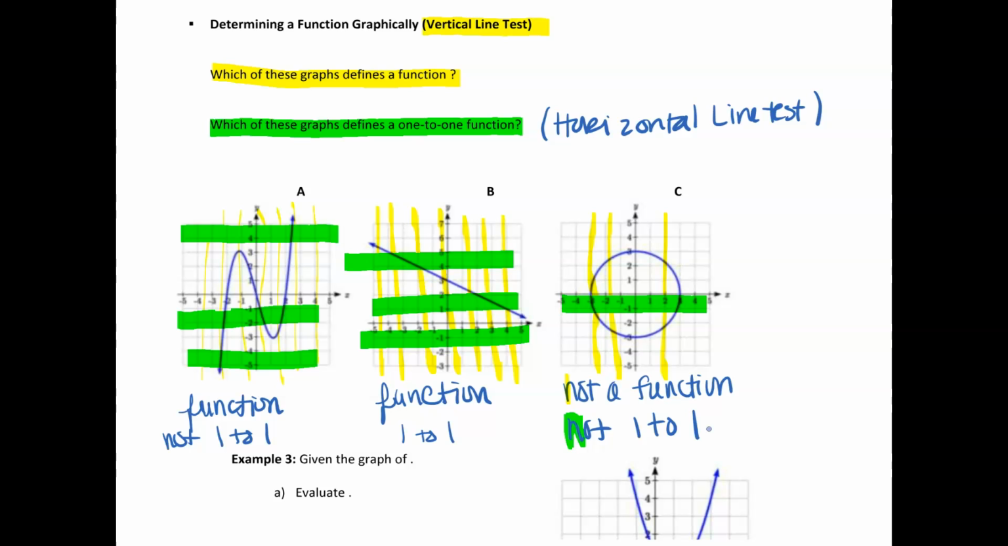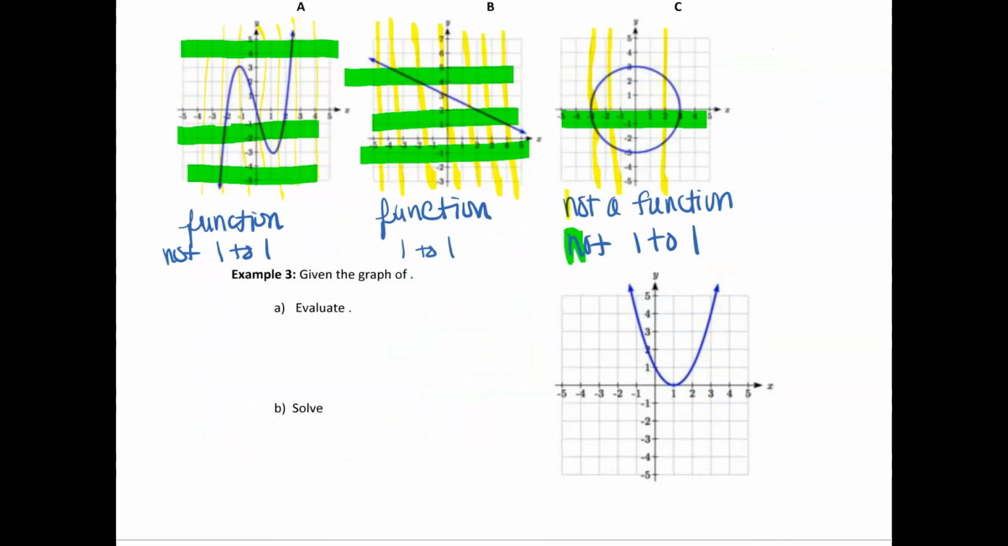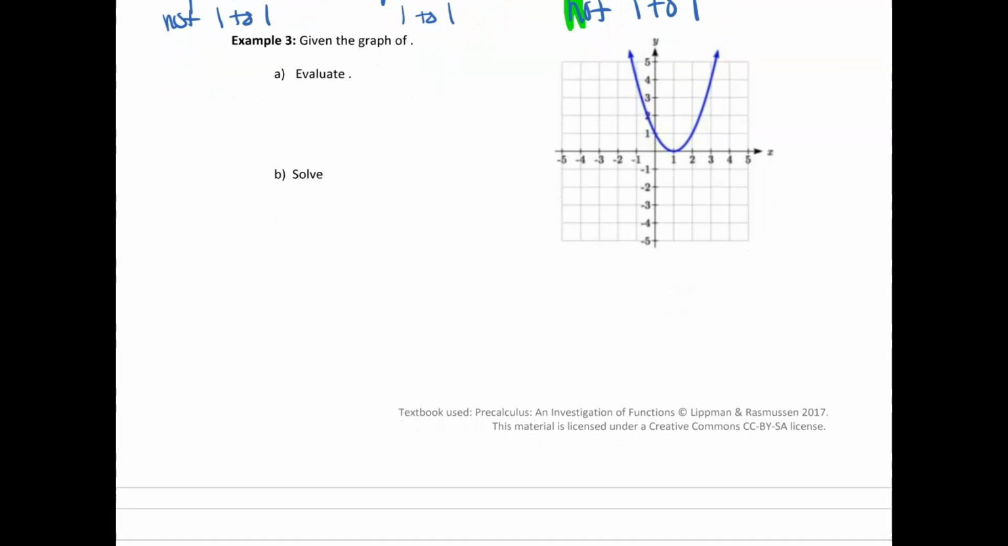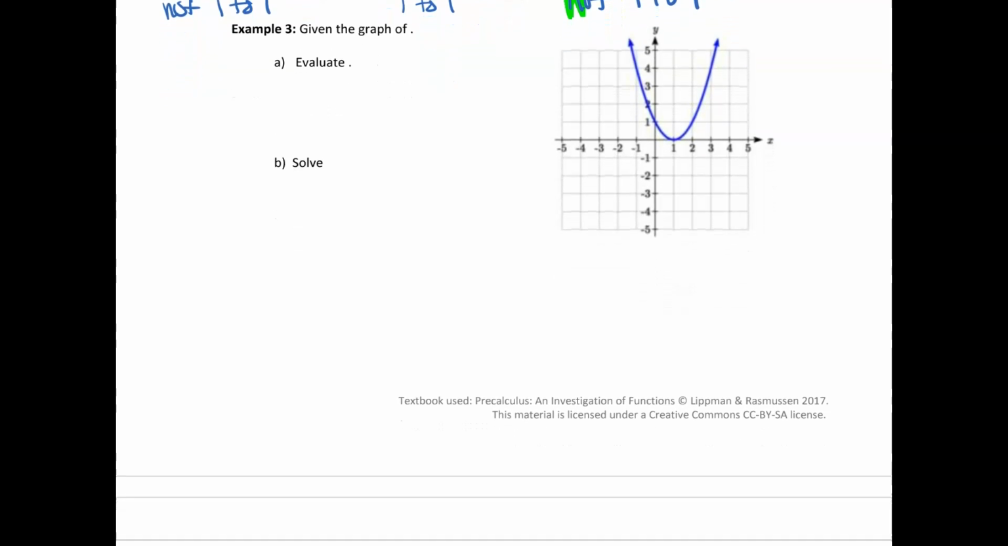Now, not everything we're going to do is going to be on a graph because we don't use a graphing calculator as we're doing things. And so let's look at an example that you're going to be given. It says, given the graph here of f of x, let's evaluate f of 2. Then I also want to solve for f of x equal to 4. And so I'm going to use this graph and read some information.